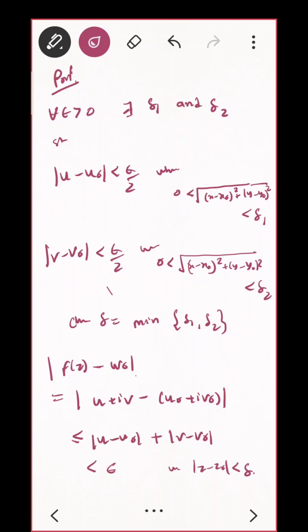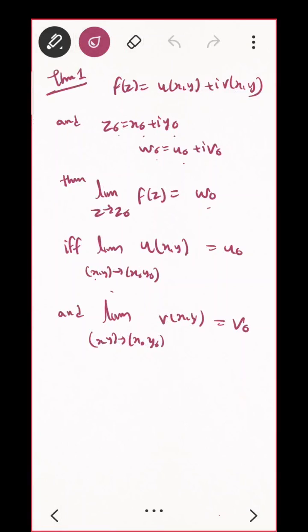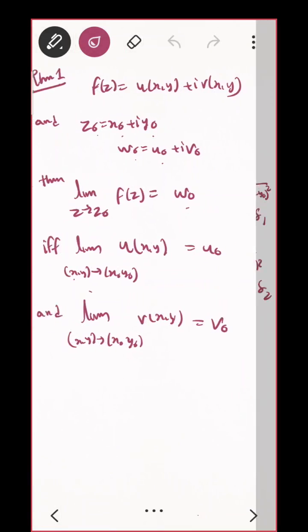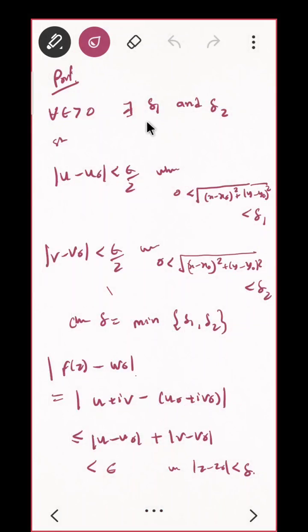And how to start with the next one? Conversely, did you understand this one? That was quite easy. There exists delta 1 and delta 2. This is for delta 1, this for delta 2. Choose the minimum so that both should satisfy. So I'll start with f of z minus, I cut it short and directly proved that.